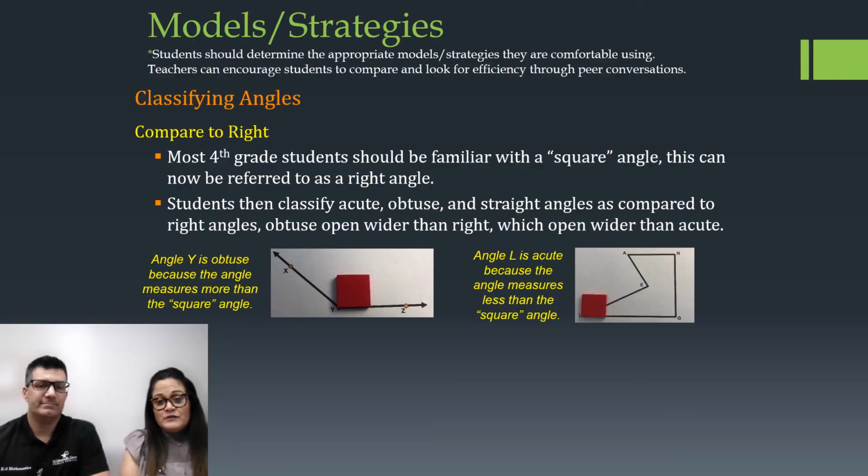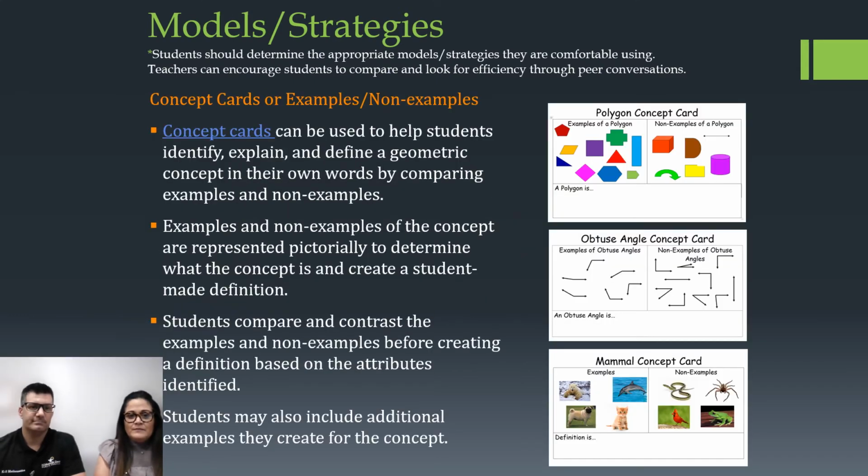These models and strategies are included in the Unpacked PowerPoint within the unit, but here we could see, just as Joe talked about, in supporting classifying angles using the square angle or the square corner, and then later referencing it to be the right angle is something that you can use with your students, as well as the concept cards that I referenced earlier, focusing on examples and non-examples. As it says here, this helps students to identify and explain perhaps a geometric definition versus us telling them the definition and then making no connection to it.